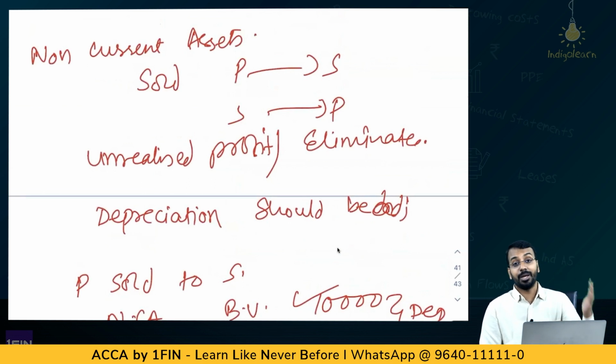Whenever you see parent selling to subsidiary or subsidiary selling to parent, please ensure you calculate the provision for unrealized profit correctly, based on the share of holding and subsidiary. If parent sells, you have to adjust it from the parent. If subsidiary sells, you have to adjust it from the subsidiary. For non-current assets, subsequently depreciation will also be impacted. So, you will have to reverse the depreciation accordingly.